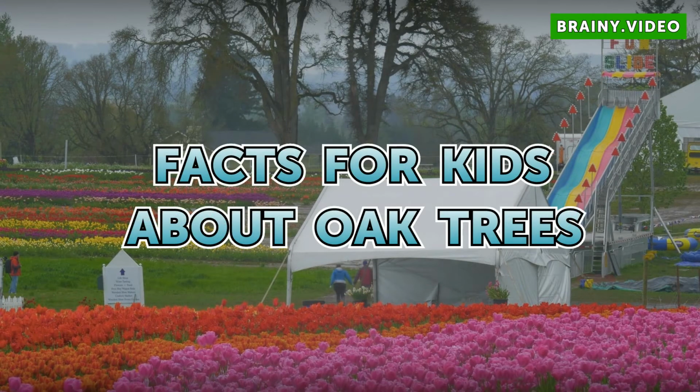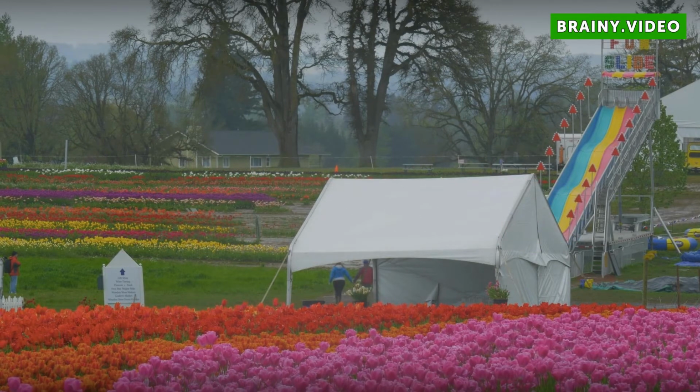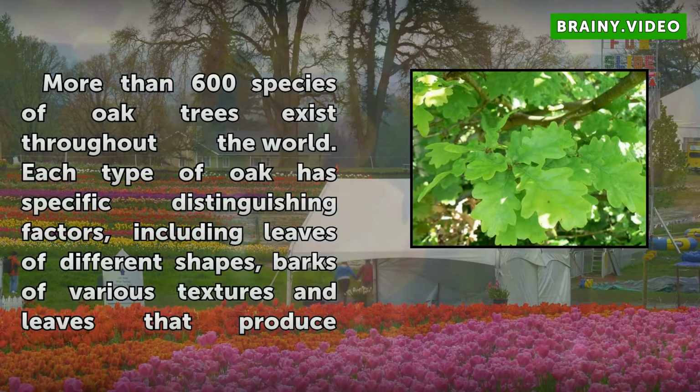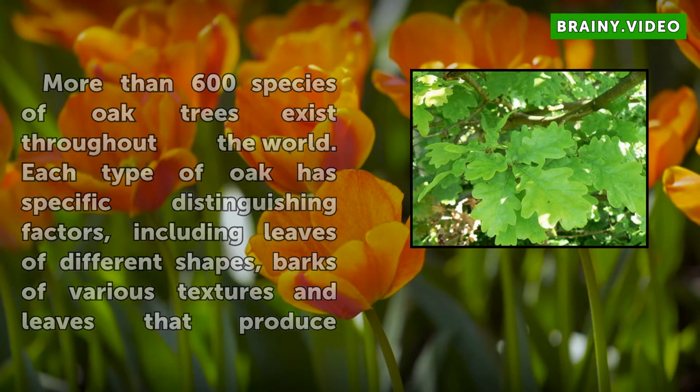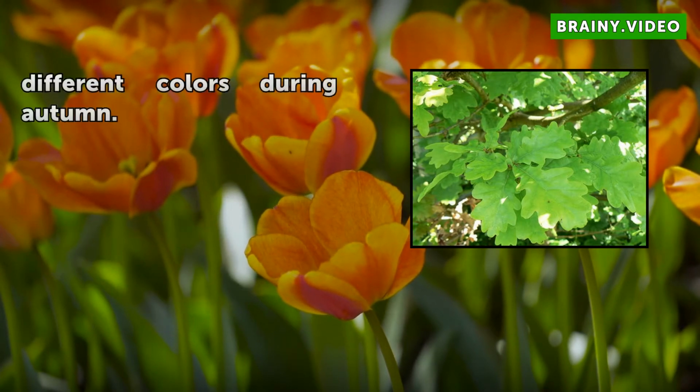Facts for kids about oak trees. More than 600 species of oak trees exist throughout the world. Each type of oak has specific distinguishing factors, including leaves of different shapes, barks of various textures and leaves that produce different colors during autumn.